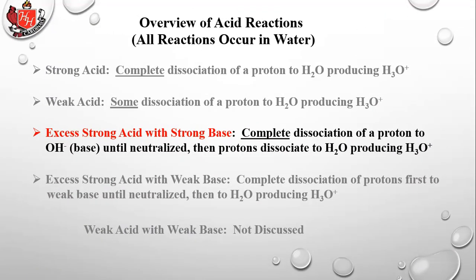Next, we have excess strong acid with strong base. That means you have both strong acid and strong base in the water in the solution, but there's more molecules of the strong acid. So that will mean you're going to have a complete dissociation of a proton first to the base, OH minus, until neutralized. We know that a strong acid will dissociate to water, but it would prefer to go to the base. And then once the base is all neutralized into water molecules, then the protons dissociate to H2O to produce H3O+.